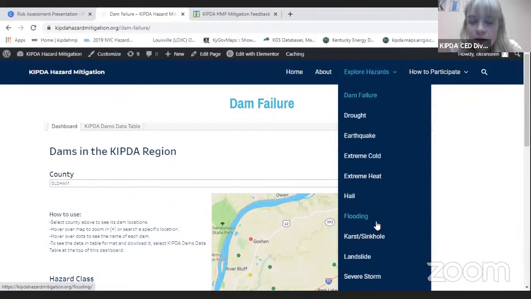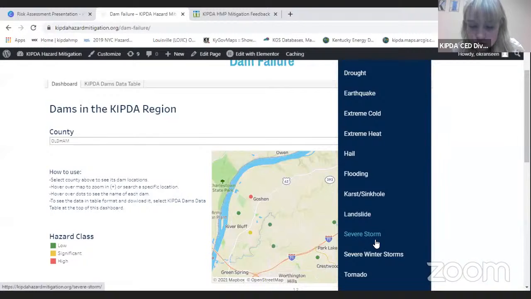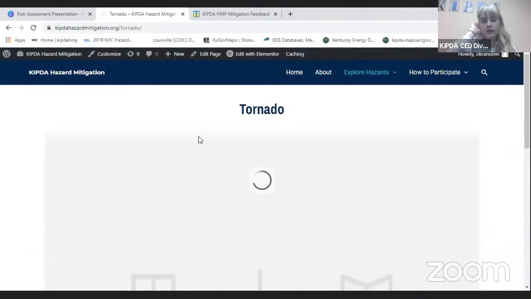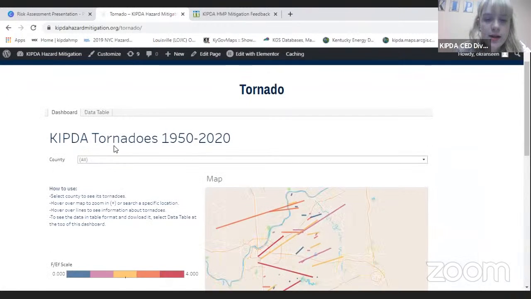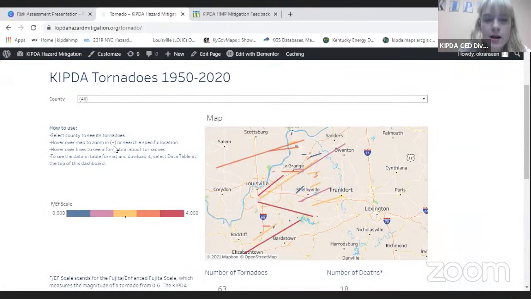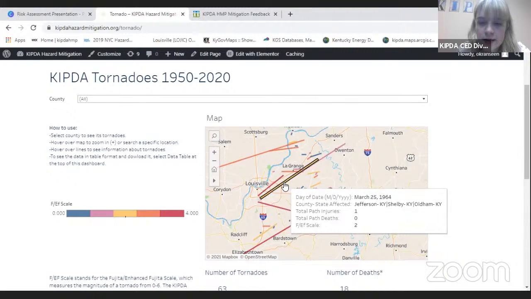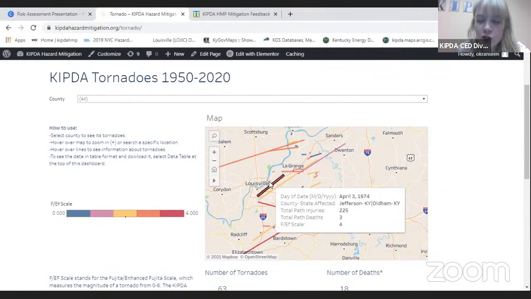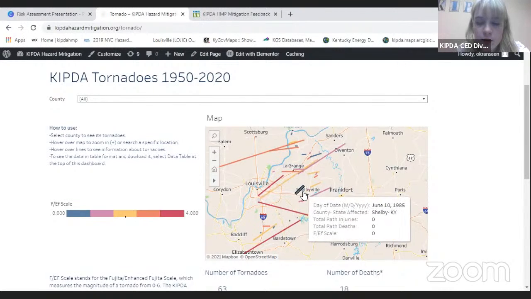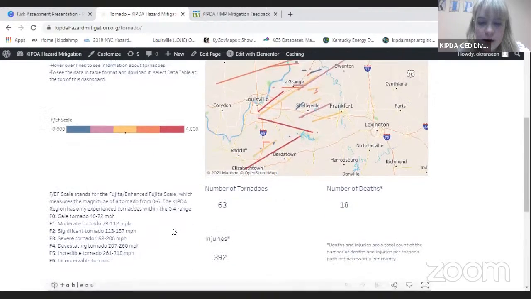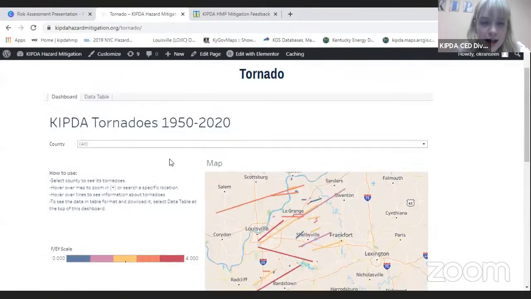So for example, we've done it for, let's see, tornadoes. It's another example. So these are the tornado locations from 1950 to 2020. And you can hover over these locations and see information about when they occurred and where they occurred and how many deaths happened or how many injuries happened and what scale, where it ranked in terms of magnitude. And you can customize it by county again.